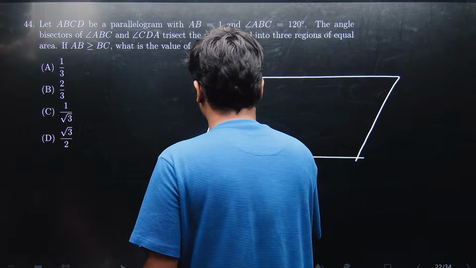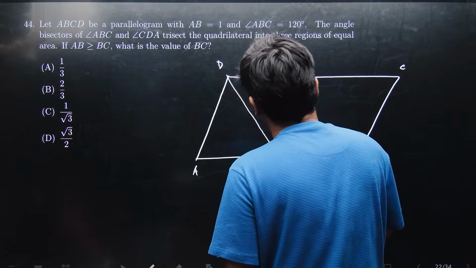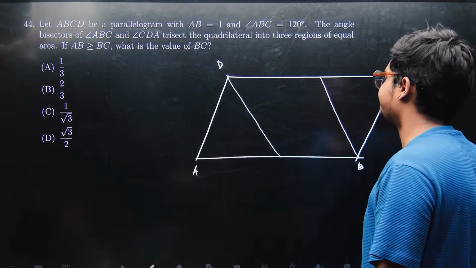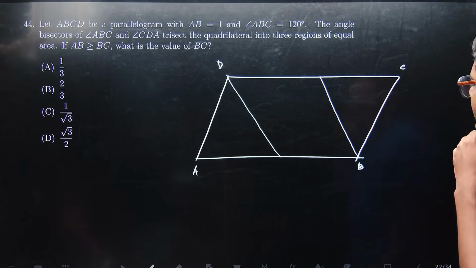Suppose this is ABCD. So we draw the angle bisectors. It should look something like this, right? Okay. Let's say that these three regions have equal areas, alright. Further, AB is equal to 1, fine.